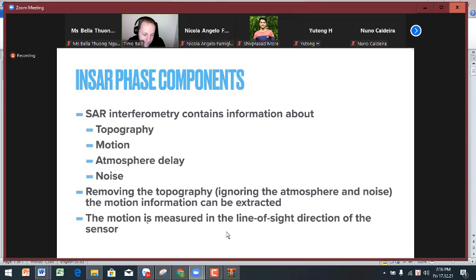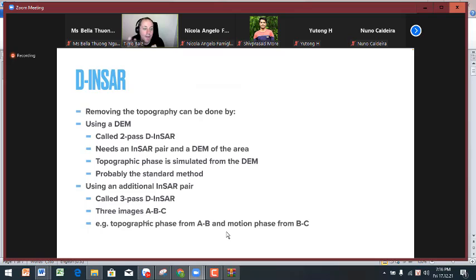That we do measure. Our result is the motion. Very good. Alright, so how do we do that? Now, in different ways, but generally two main ways. We want to remove. So the idea is if you remove the topography, we see the motion. They're going to have to be in this atmosphere. So there are two ways. One is called two-pass.